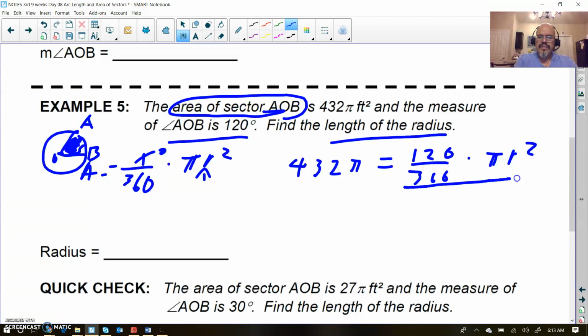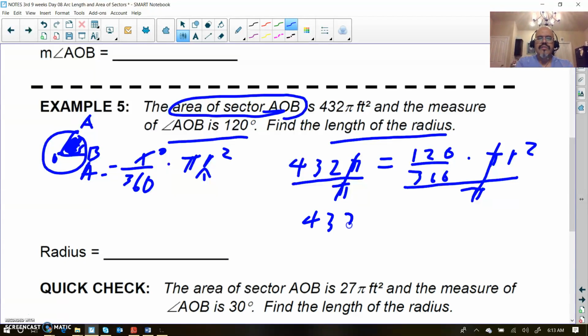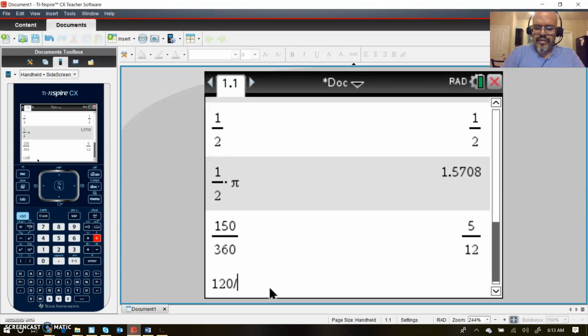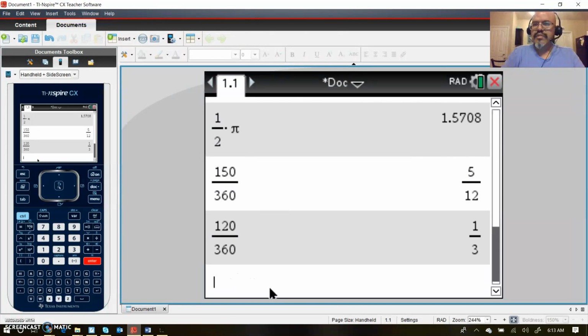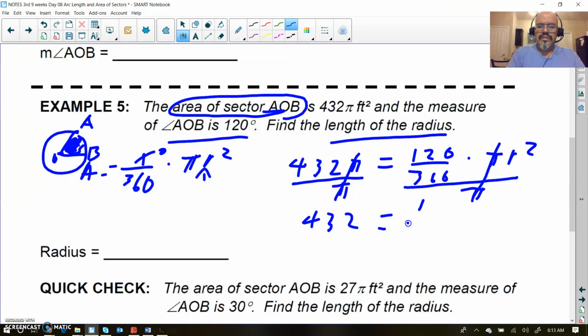Now let's all take a look at this right here. Our pi's are going to automatically cancel out, so I want you to divide both sides by pi, and that simplifies to 1. That leaves us with 432 equal to 120 divided by 360. Just doing that real quick, that's 1/3. So 1/3 of the circle times r squared. So we're going to multiply both sides by 3.